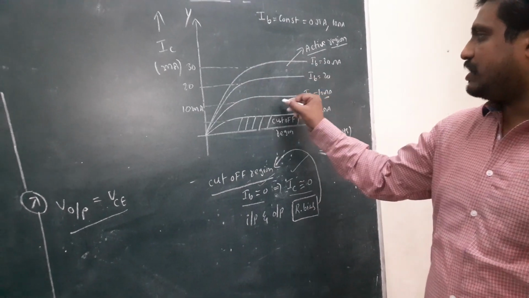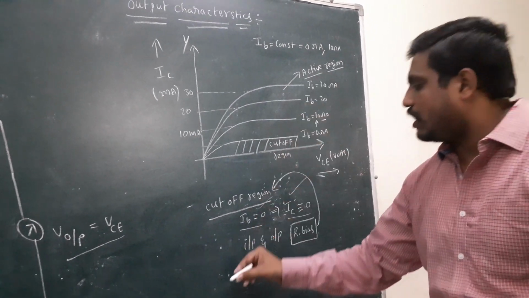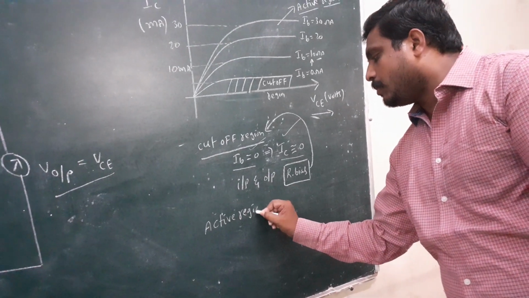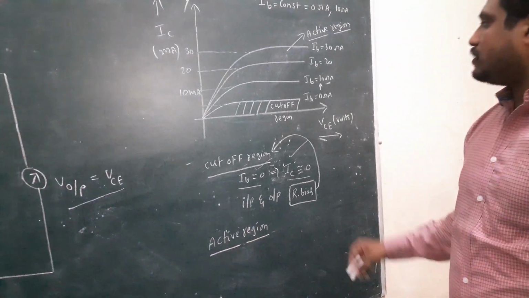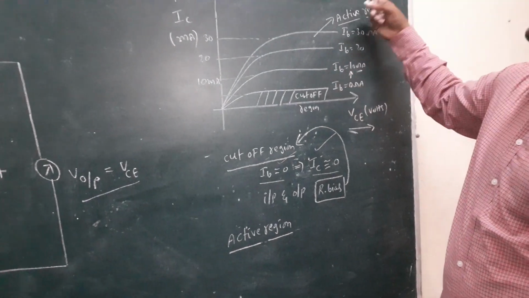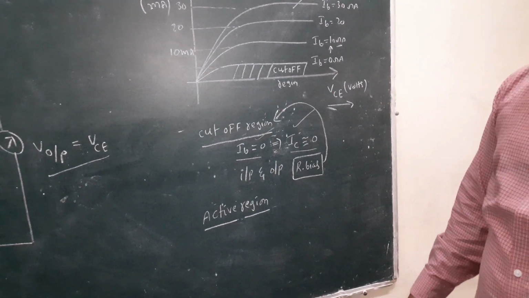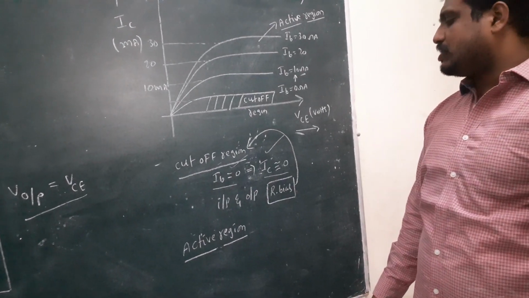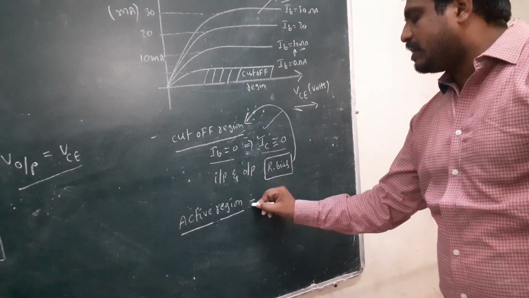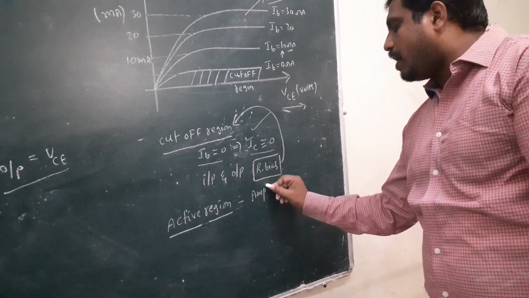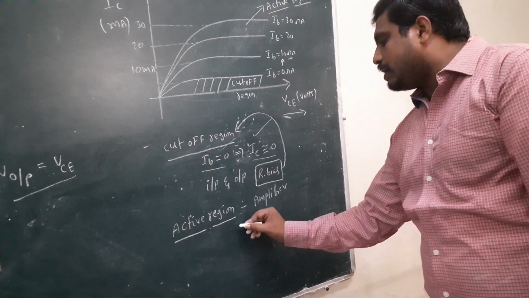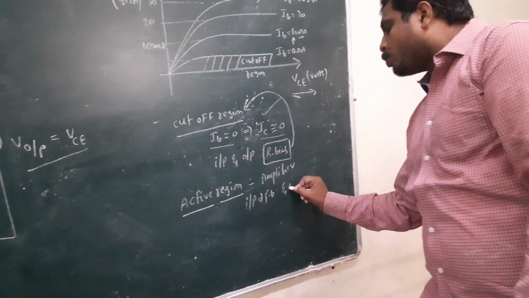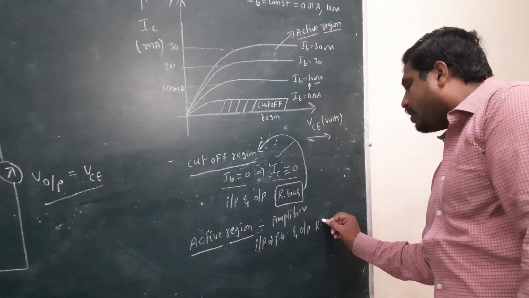Next, this region is called active region. What is the active region according to the diagram? Active region means small changes in base current produce large changes in collector current. Small changes in input produce large changes in output. This active region acts as an amplifier, okay? And here input is connected in forward bias and output is connected in reverse bias.